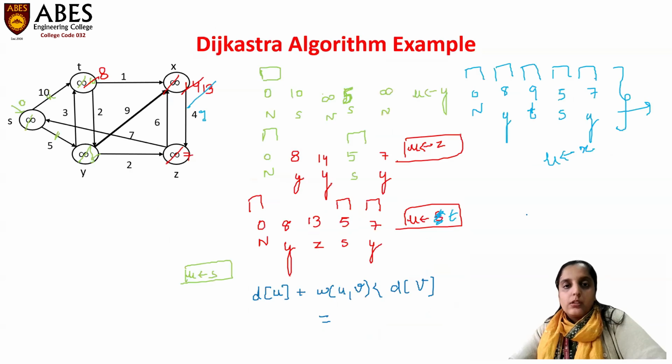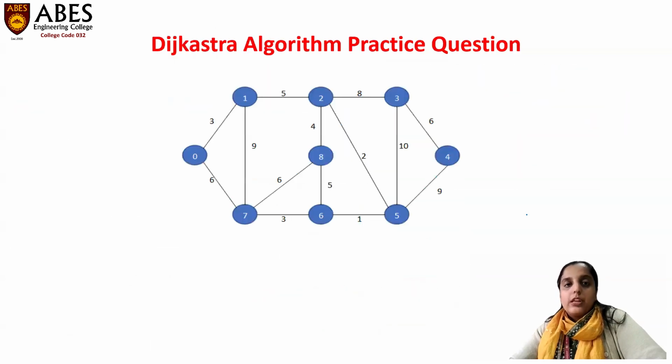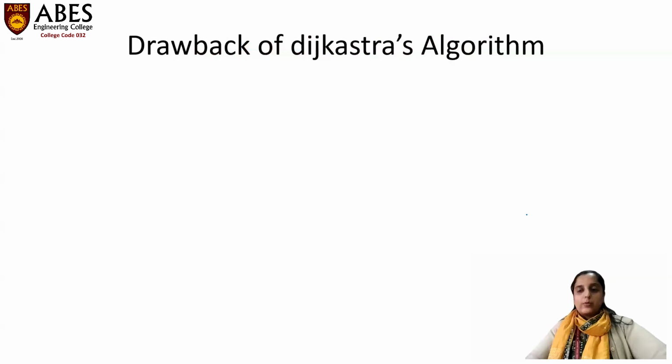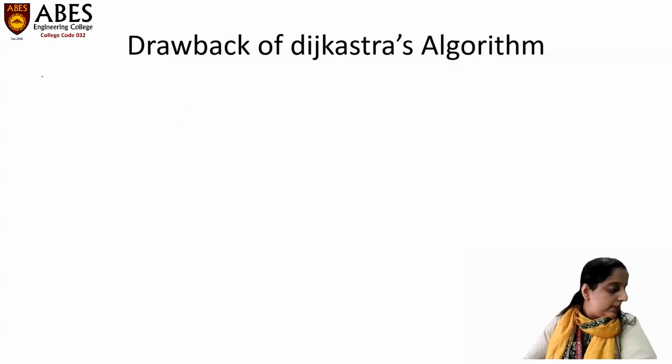Now, after this, we're going to start with one drawback of Dijkstra's algorithm, where this algorithm used to fail. Now let's take one very simple example. You can see here, let's take one example.